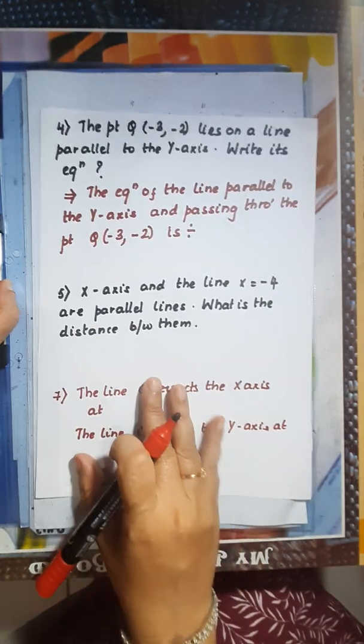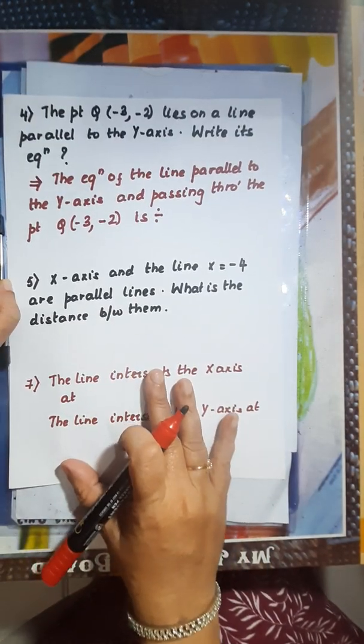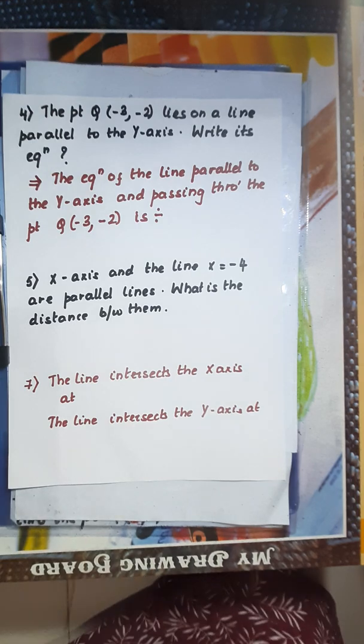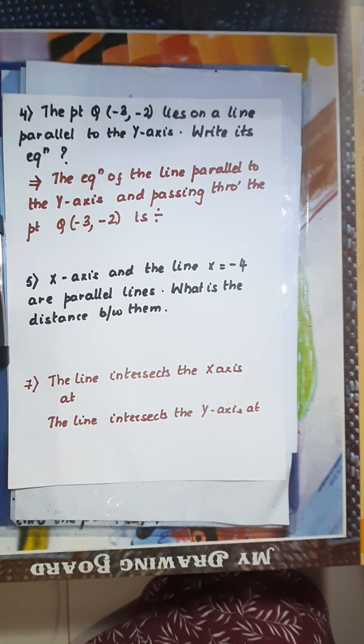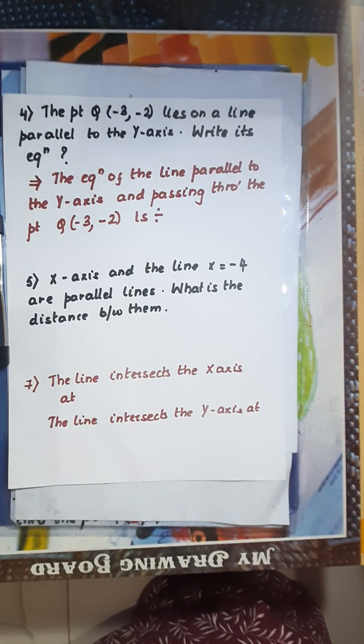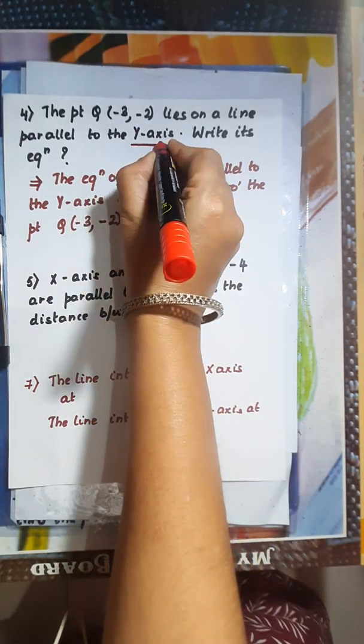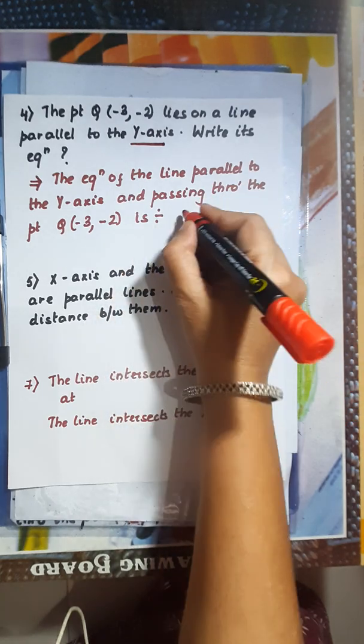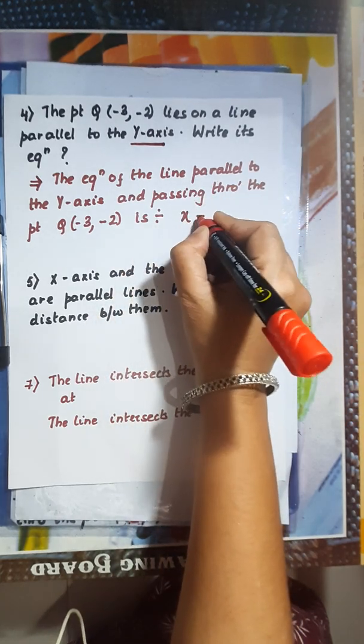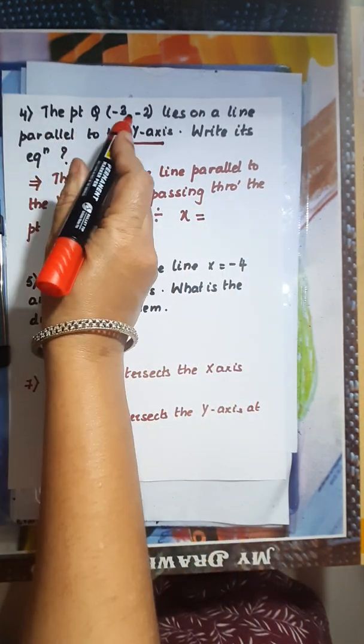Right, the fourth sum. We have to draw its graph, so we have to keep the graph paper ready. But first let us see the equation. So see my equation out here. Now see this. The point Q, -3 comma -2, lies on a line parallel to the y-axis. So it's parallel to the y-axis, and it passes through this point.